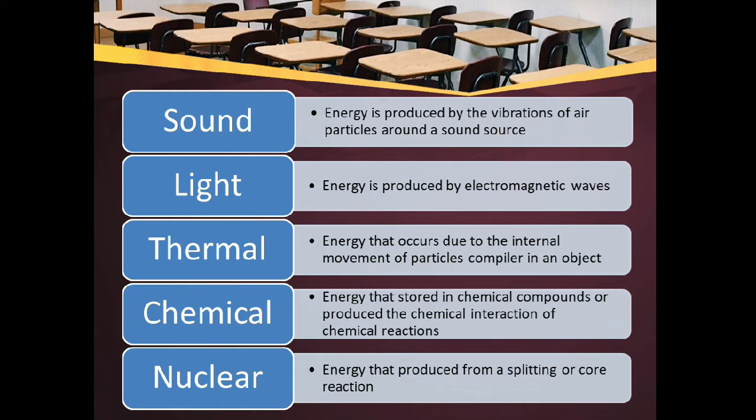Sound energy is produced by the vibration of air particles around a sound source. Light energy is produced by electromagnetic waves. Thermal energy occurs due to the internal movement of particles in an object. Chemical energy is stored in chemical compounds or produced by chemical interaction or chemical reaction. Nuclear is the energy produced from a splitting or core reaction.